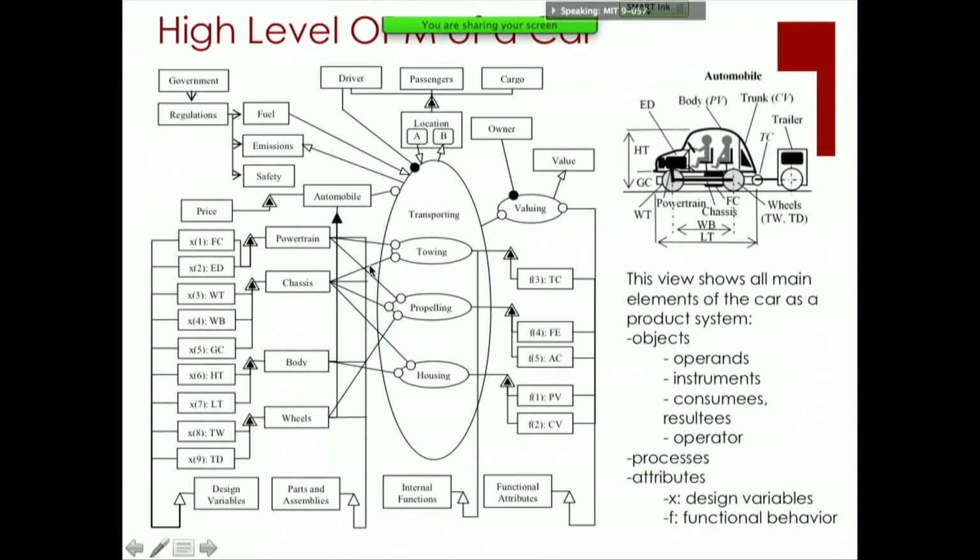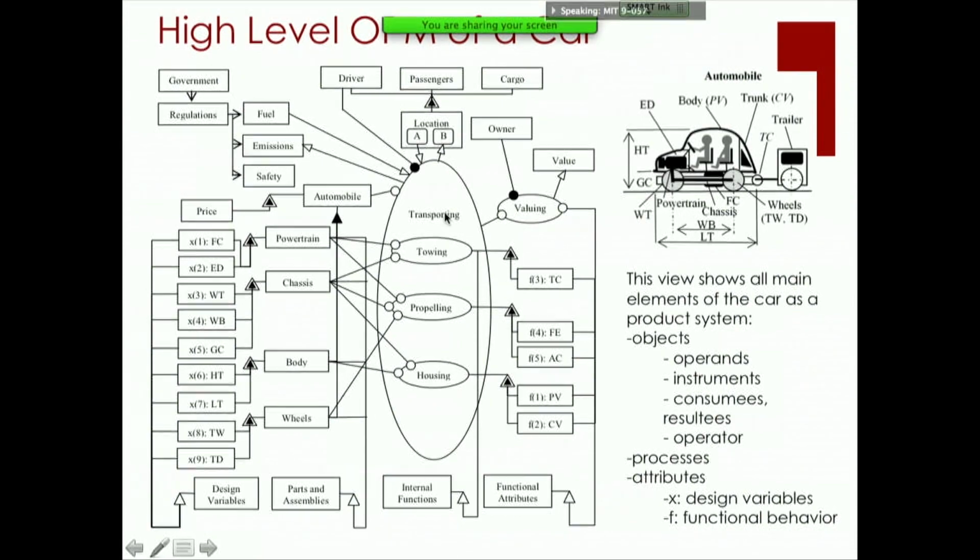So the way you would interpret this is that we have a transporting process. That's our master, sort of the highest level process. And it changes the attribute location for driver, passengers, and cargo from A to B, right? And that's fundamentally where the value is for the owner of the vehicle.